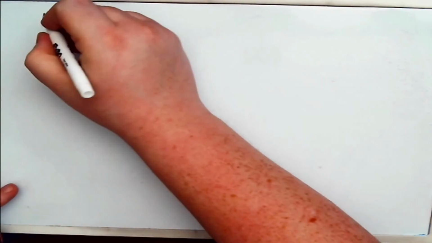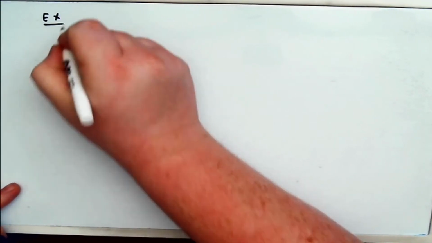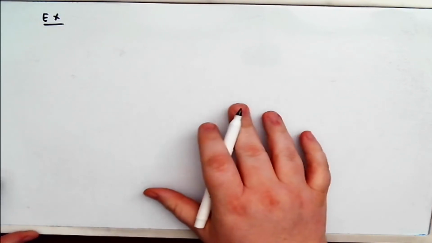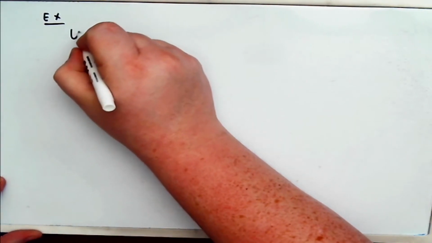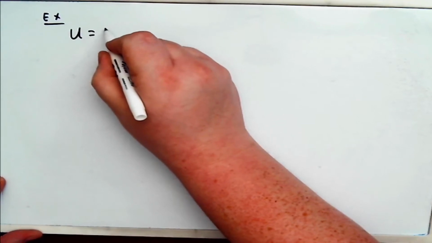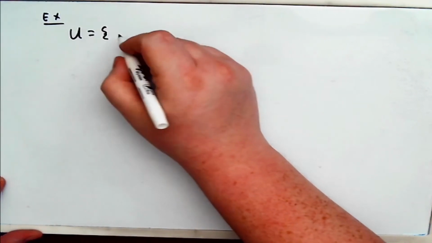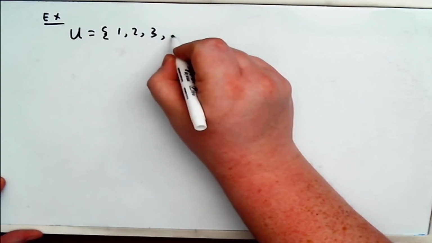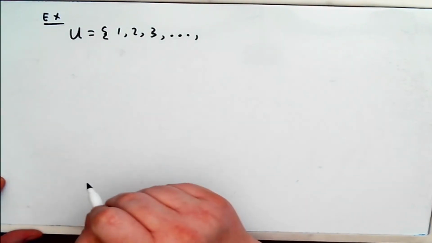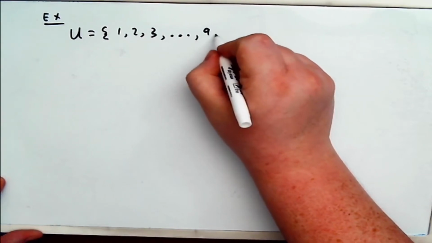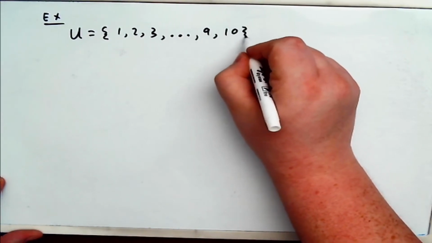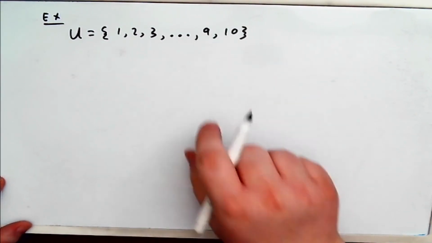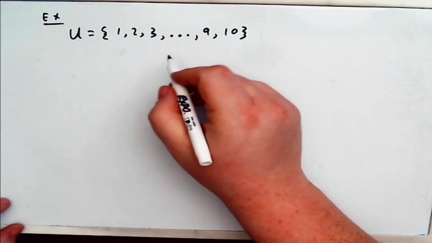All right. Example. So for all of these examples, we're going to use the same sets. We're going to define our universal set for this set of examples: 1, 2, 3, ellipsis, 9, 10. So this is a set of all integers from 1 to 10, right? 1, 2, 3, 4, 5, 6, 7, 8, 9, 10.